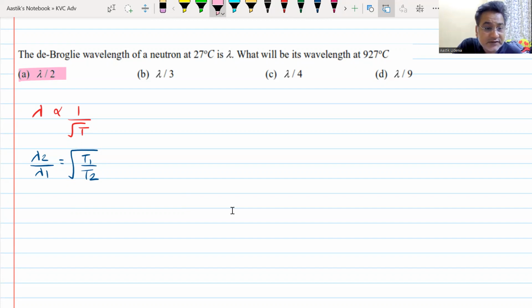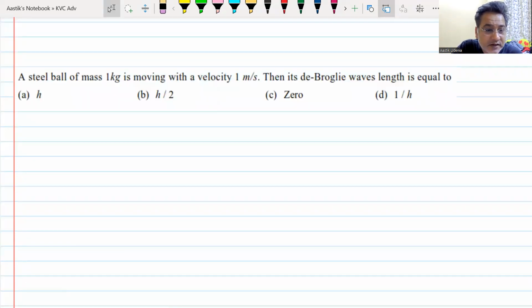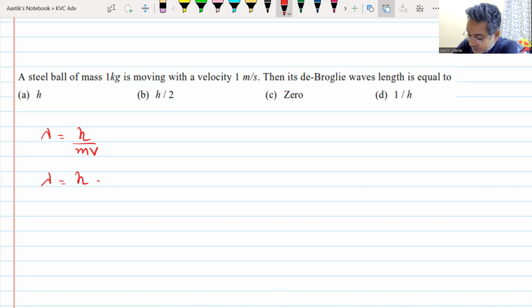This is the next one. This is just to explain something. A steel ball of mass 1 kg is moving with a speed of 1 meter per second. What is the de Broglie wavelength? The de Broglie wavelength is simply given by lambda is equal to h by mv. Mass is 1 kg. Velocity is 1 meter per second. So this lambda will come equal to h, and the value of this h is 6.6 into 10 raised to the power of minus 34.